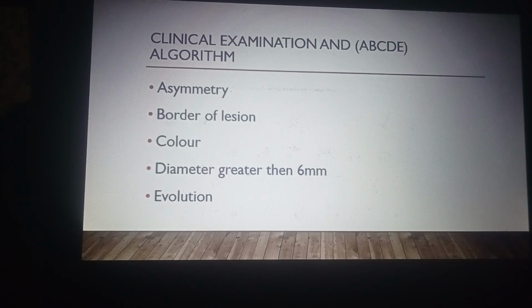Here A stands for asymmetry. As you know, melanoma has an asymmetrical lesion. B stands for border, which is usually irregular in melanoma. C for color, there is color variation, which I have already discussed in my previous lecture. D for diameter, which is usually greater than 6 millimeters, and E for evolution, that is a new lesion or an evolving one. So these are the clinical features of melanoma.